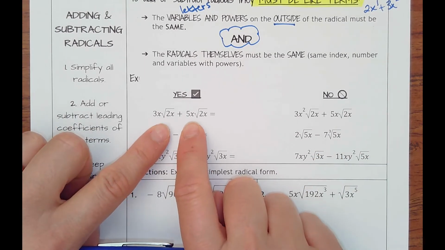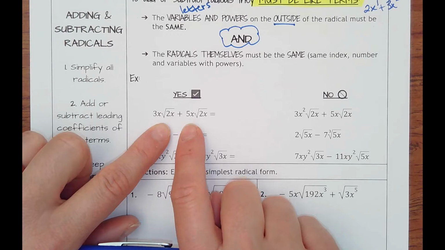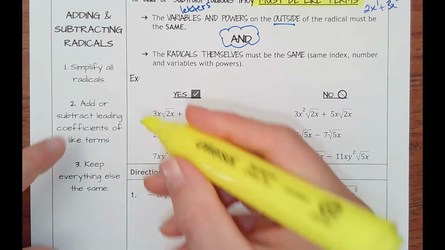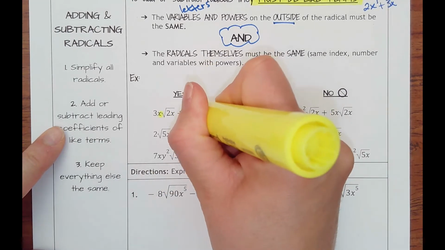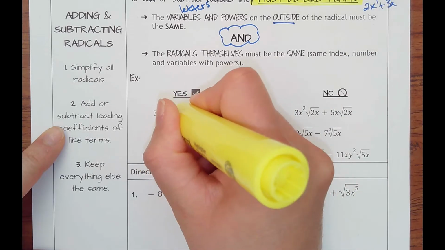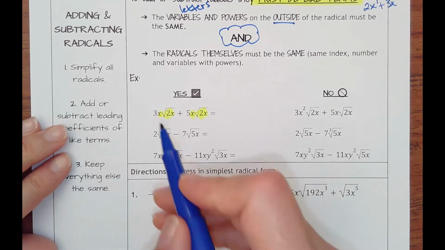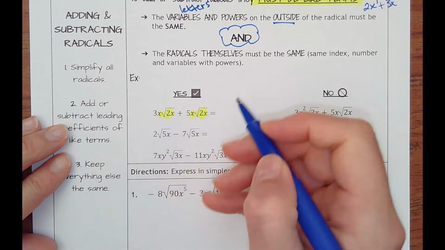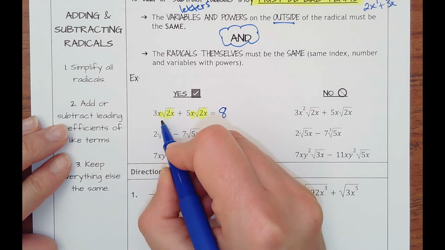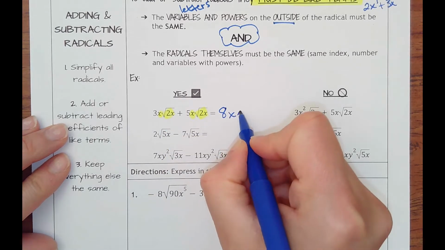First one is 3x square root of 2x plus 5x square root of 2x. See how there's an x outside the radical, and then there's a square root of 2x, a square root of 2x. Those all have to be the same. And then all you do is simply add 3 plus 5, which is 8, and it'd be 8x square root of 2x.